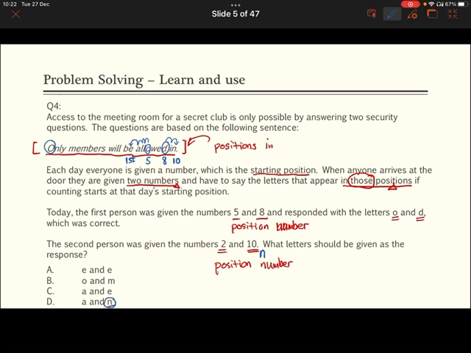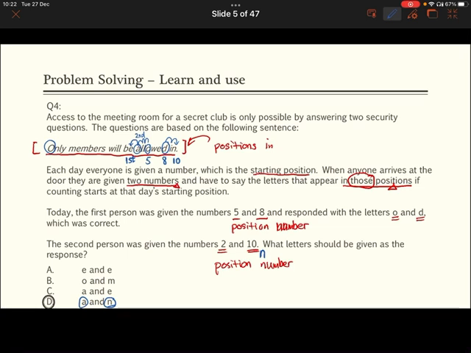To be more secure, I can just count from position number 5, which is O. I count 3 letters forward. I can see, okay, A. This is number 2, which is A. Okay, so I'm pretty sure now, double confirmed, A and N are the correct answer. So the correct answer is D.